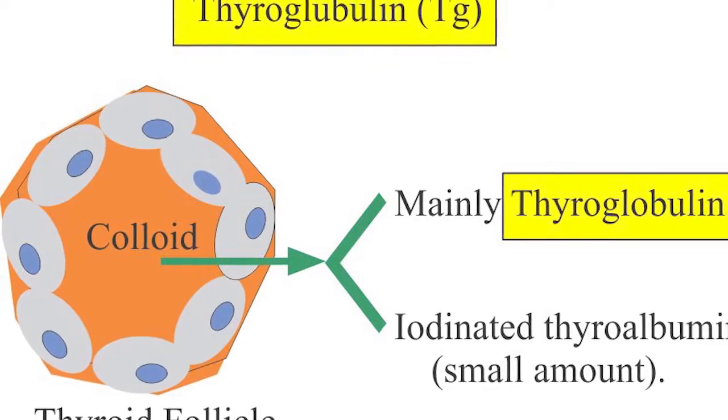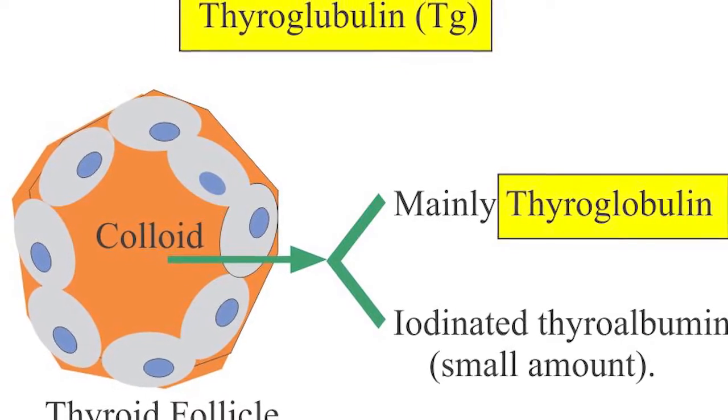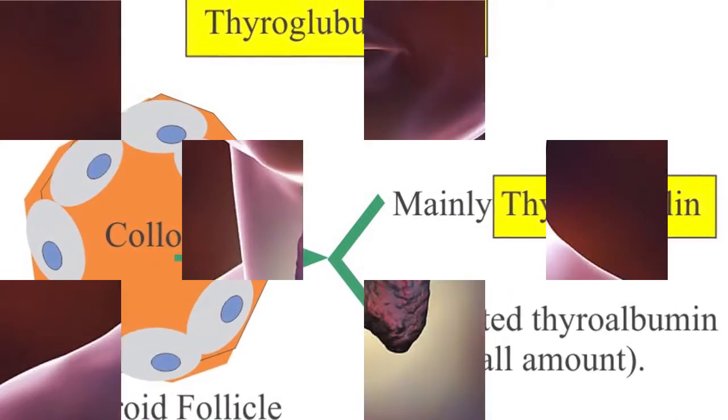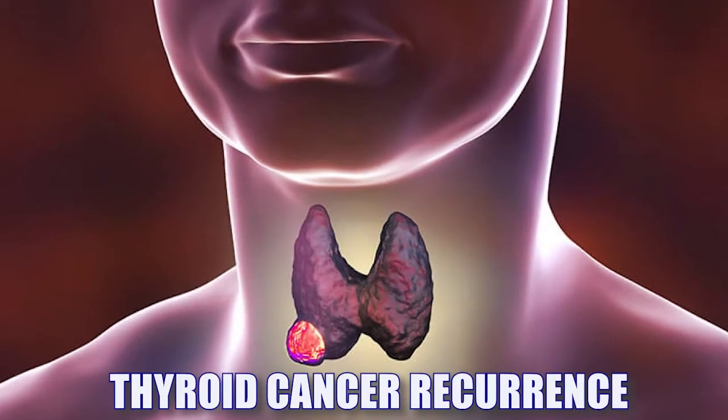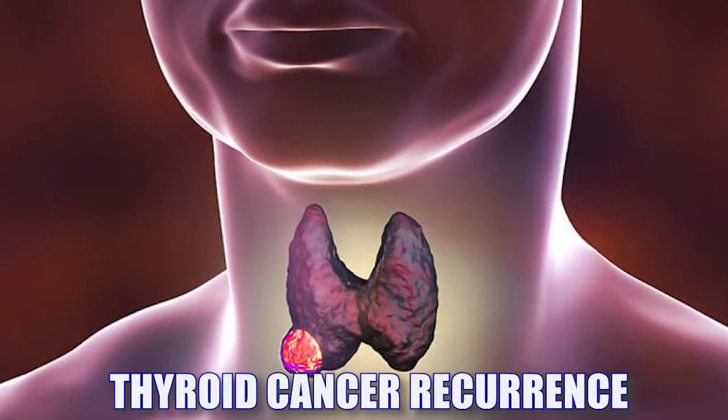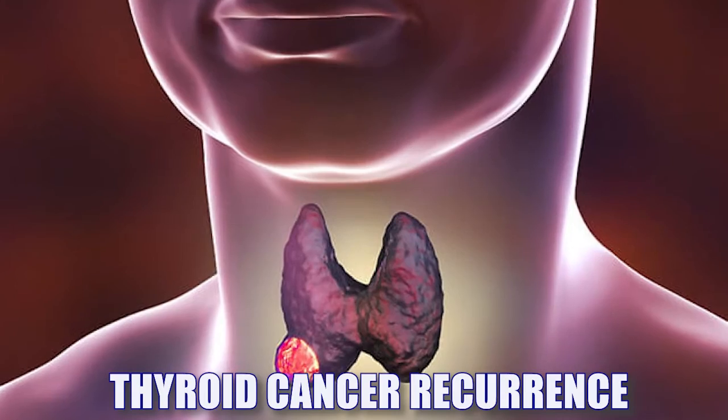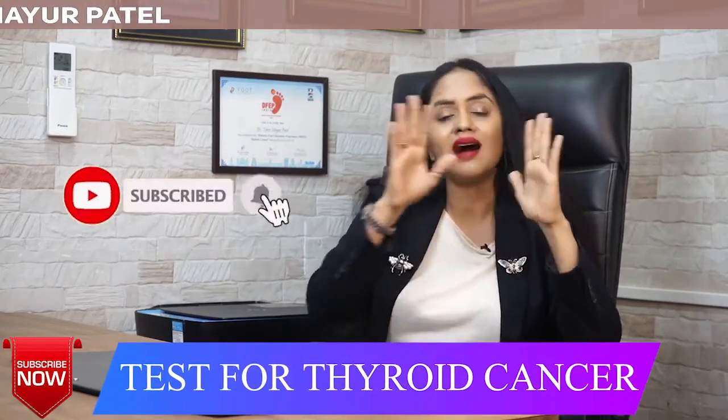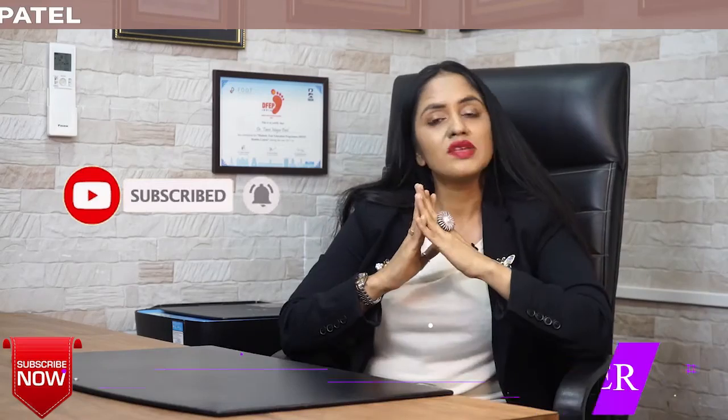If the thyroglobulin levels are rising or increasing, it indicates that your thyroid cancer is either in a recurrent state or a metastatic state and has relapsed. And if your thyroglobulin levels are on the lower side, that means you are in a safe zone after the treatment. So this is another blood test we do.